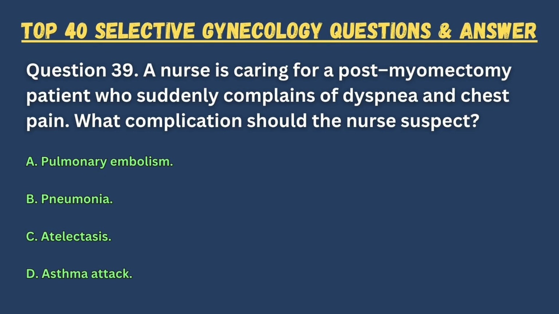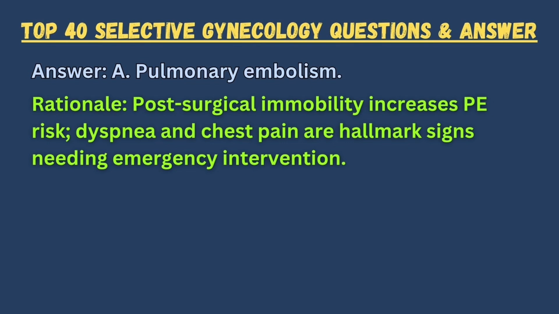Question 39. A nurse is caring for a post-myomectomy patient who suddenly complains of dyspnea and chest pain. What complication should the nurse suspect? A. Pulmonary embolism. B. Pneumonia. C. Atelectasis. D. Asthma attack. Answer: A. Pulmonary embolism. Rationale: post-surgical immobility increases PE risk. Dyspnea and chest pain are hallmark signs needing emergency intervention.